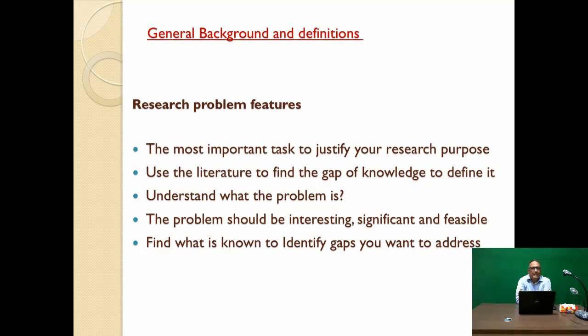Understanding what the problem is: you have to understand the research problem very well. The problem should be interesting, significant, and feasible. At this point, if I have two problems, the percentage of occurrence of the first problem is 60%, and for the second problem, 90%. So it is better to do research on a common problem that happens 90%. And finally, find what is known to identify the gap or gaps you want to address. You have to search in the literature to find the gap of knowledge and address this gap in the research problem.